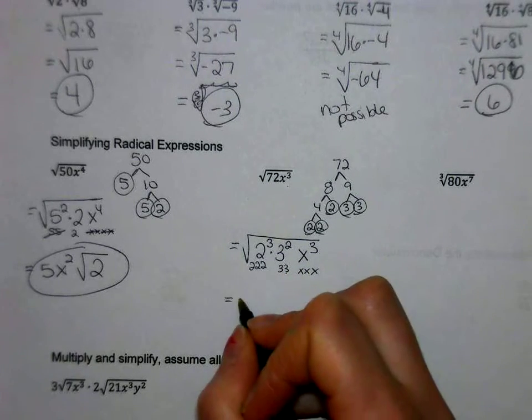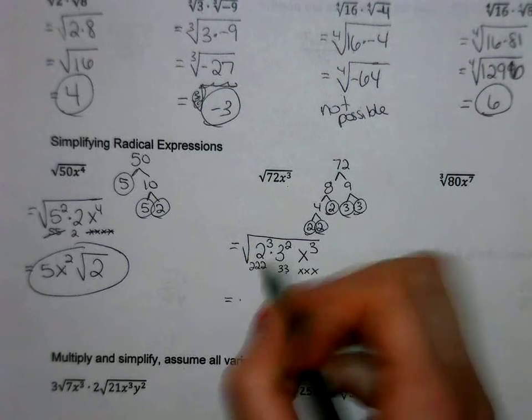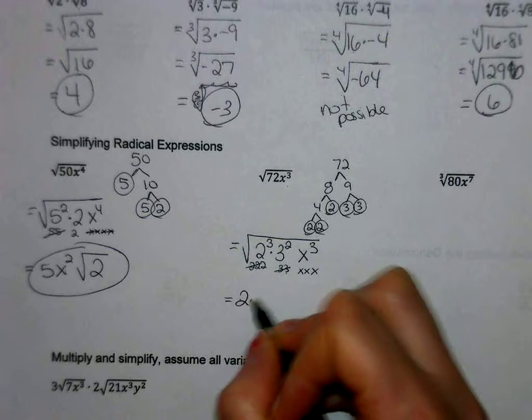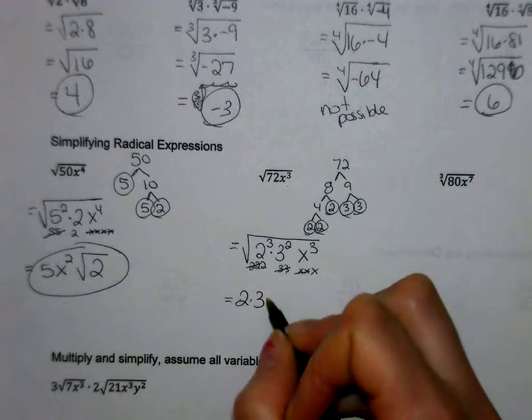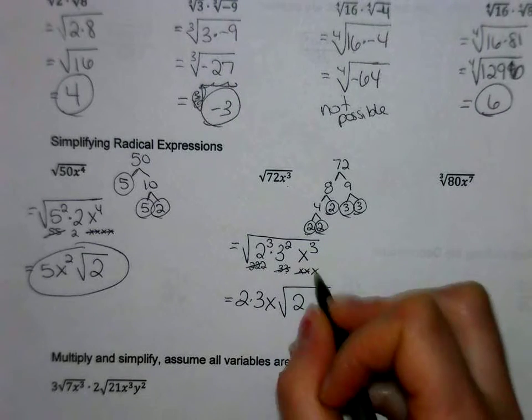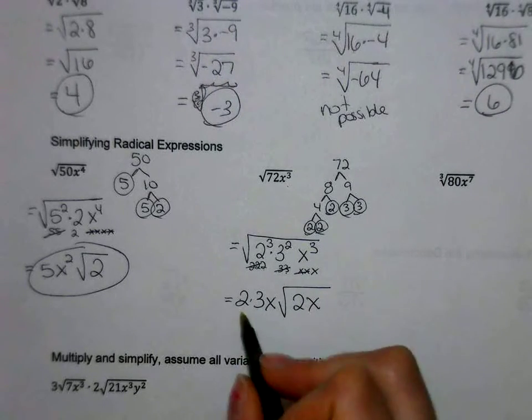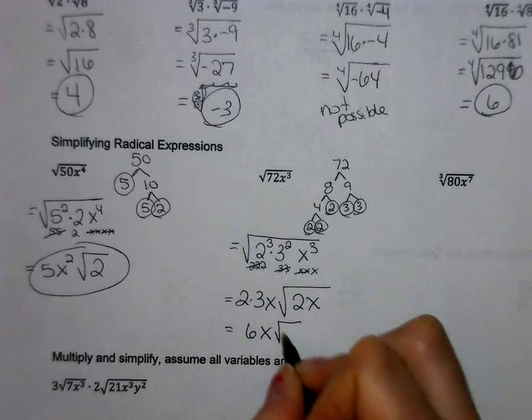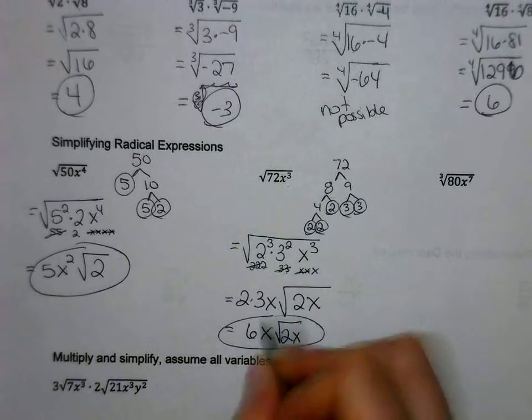So we still want groups of 2 because we're working with the square root. So we have one group of 2's we can pull out, one group of 3's we can pull out, and one group of x's. And what's left over is a 2 and an x. Just the last part to simplify, 2 times 3 is 6, so we're left with 6x times by the square root of 2x.